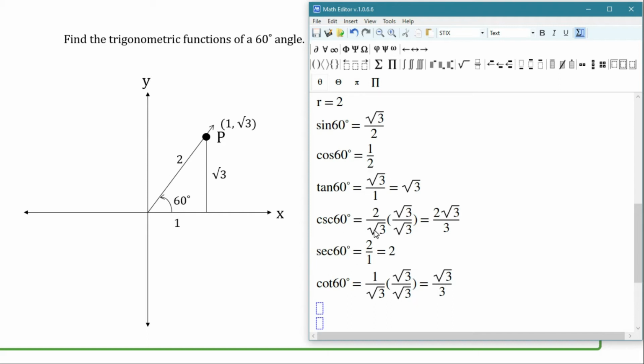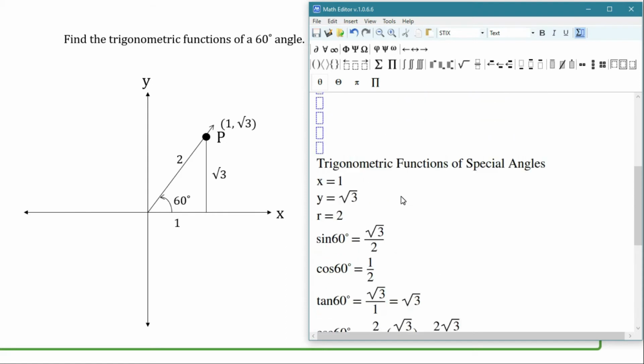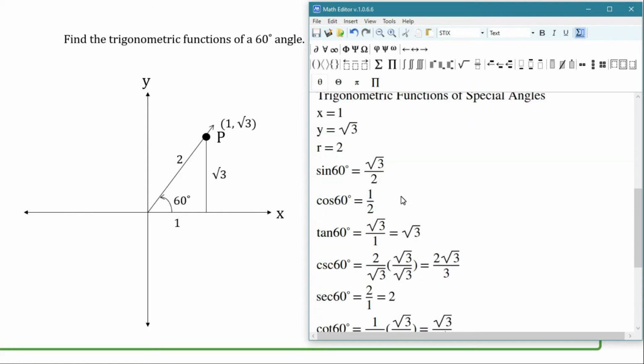Okay, so 60 degrees is just one of the special angles. Other special angles would be the 30-degree angle, wherein you may ask me, sir, is the 30-degree angle included in this concept? No, because here we are dealing with the trigonometric functions of 60 degrees.